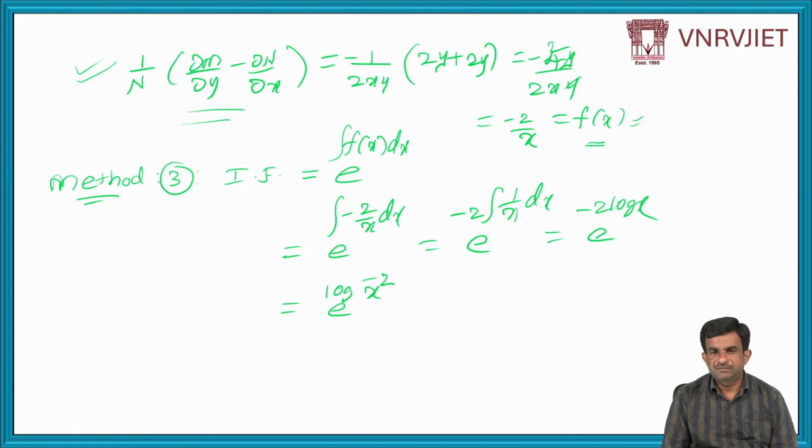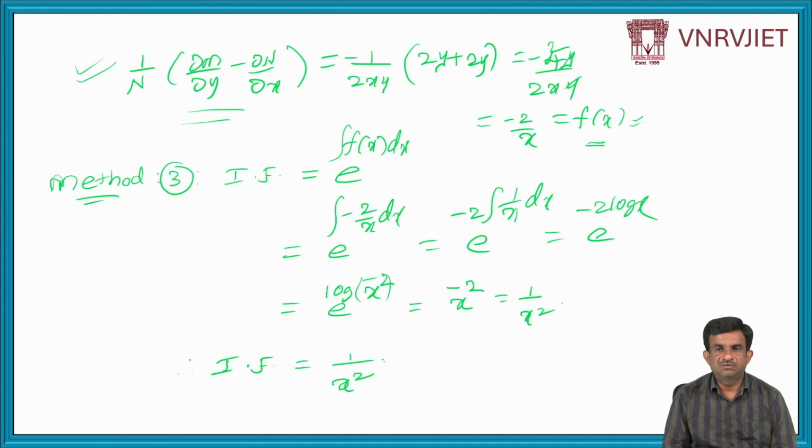We also know e to the power of log m base e. Whenever e to the power of log m base e is there, that is simply m. So that is a basic formula. We'll get this as x power minus 2. So you can also write this as 1 by x². So therefore we got the integrating factor as 1 by x².